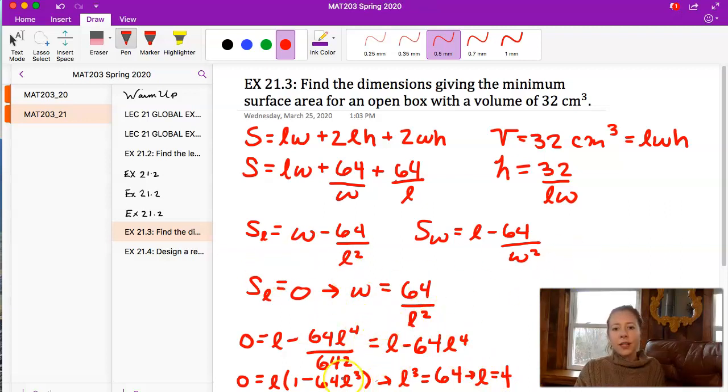Because the thing is, we can rule out here L is equal to 0. Because if any dimension of the box is 0, the total volume would be 0. Okay, so we know that is not even an avenue we want to travel down. So now we have L is equal to 4.